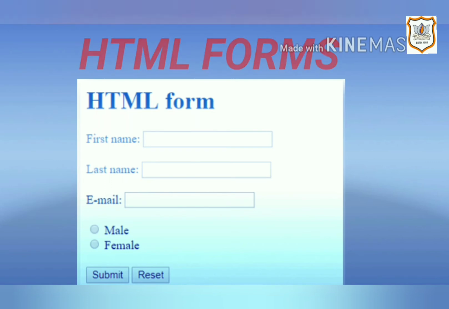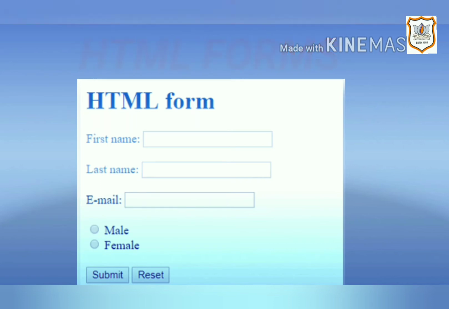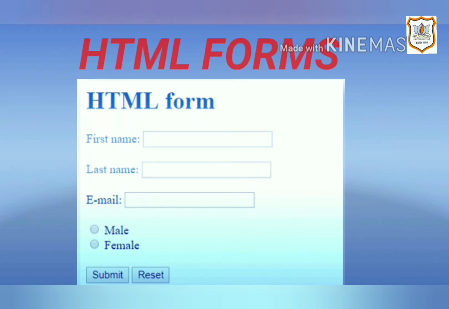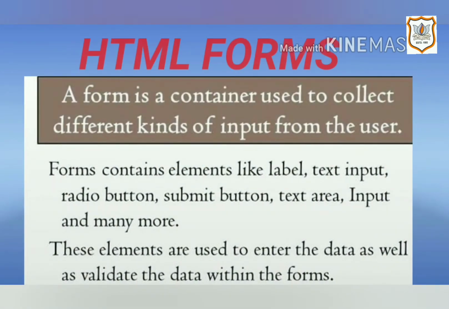If you want to open an email account, or register on social media or on an online shopping website, you have to enter your personal details in a form. In order to obtain such information on the internet, HTML forms are used. A form in HTML is a container used to collect different kinds of input from the user. Container means a kind of box or jar for holding goods. Exactly, a form also stores the data of the user.